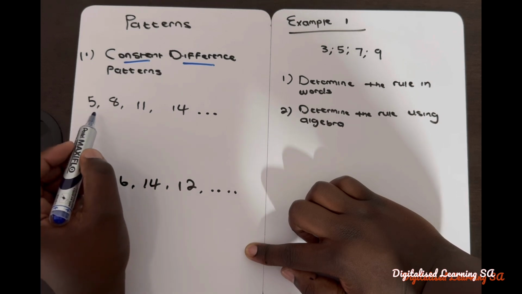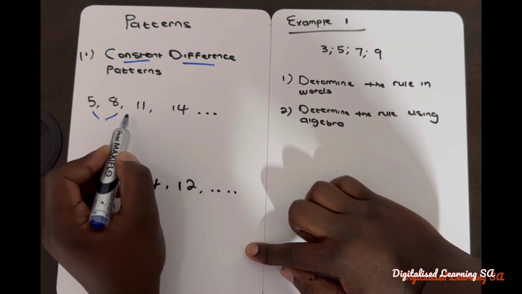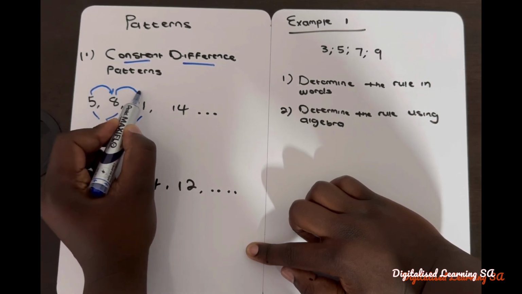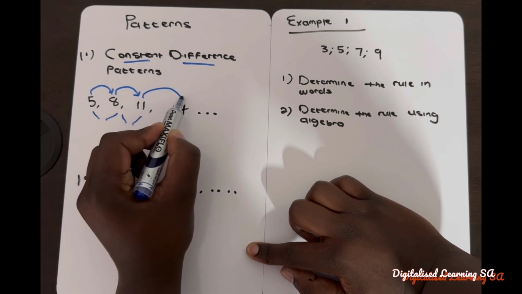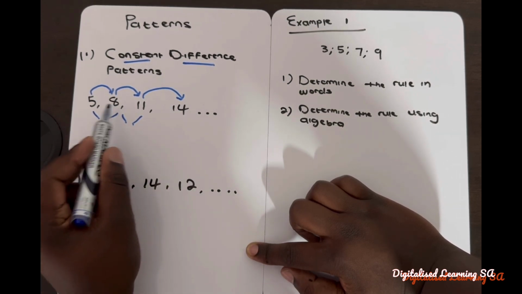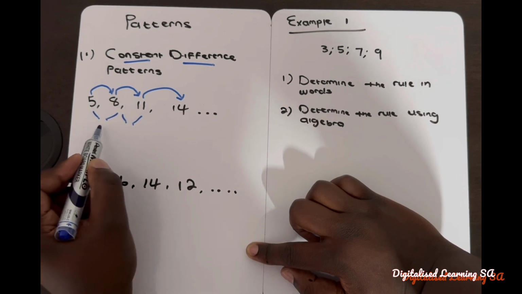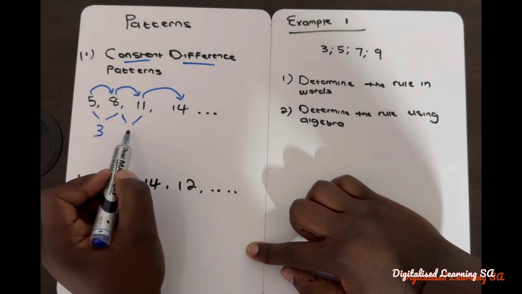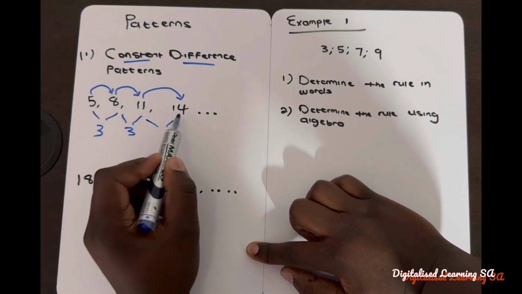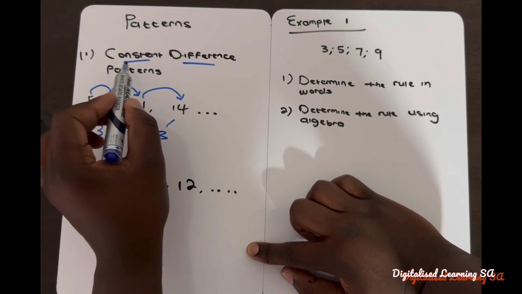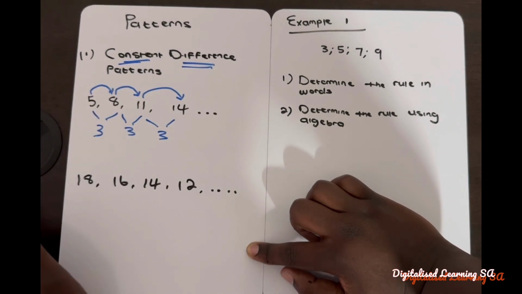So if you want to check the amount by which these values are increasing, from 5 to 8, from 8 to 11, and from 11 to 14, it should be constant. In this case, if you take 8 and subtract 5, you will get 3. If you take 11 and subtract 8, you will still get 3. And if you take 14 and subtract 11, you will still get 3. That's why it's called constant difference.